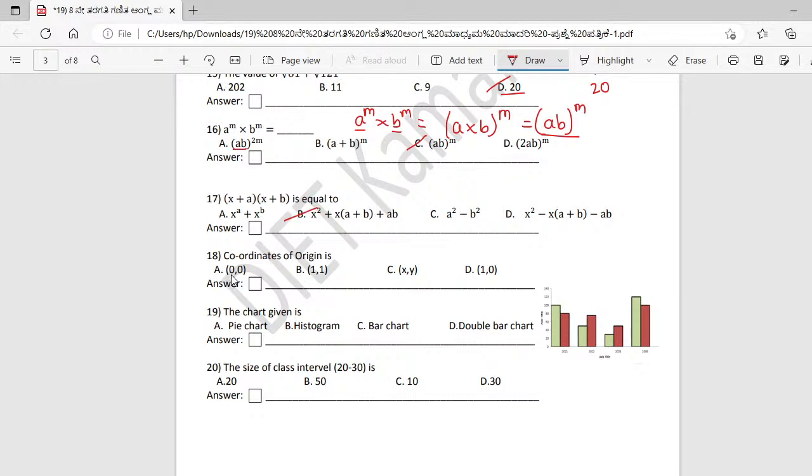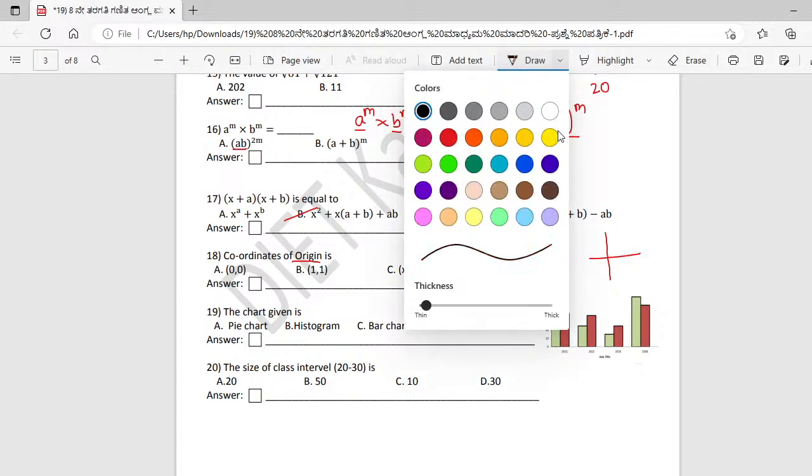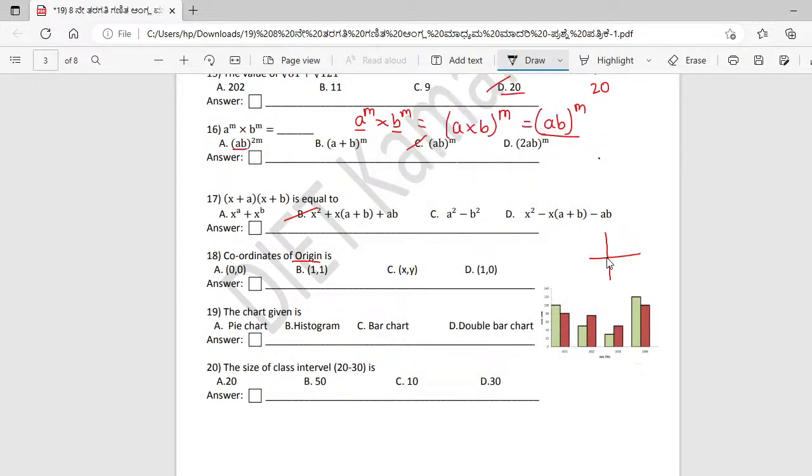And let's go with the 18th one, the coordinates of the origin. Whenever we need to draw a graph, we draw the x-axis and y-axis, and these meet at a point. What do we call that point? Origin, because it is the point where the x-axis and y-axis meet. The coordinates of the origin are always 0 comma 0, and that is the answer, the first option, 0 comma 0.